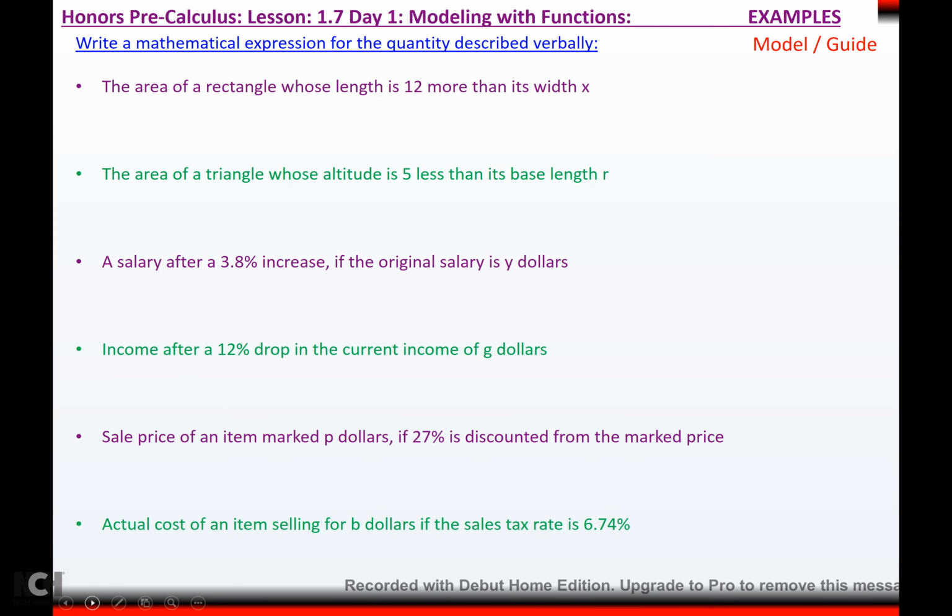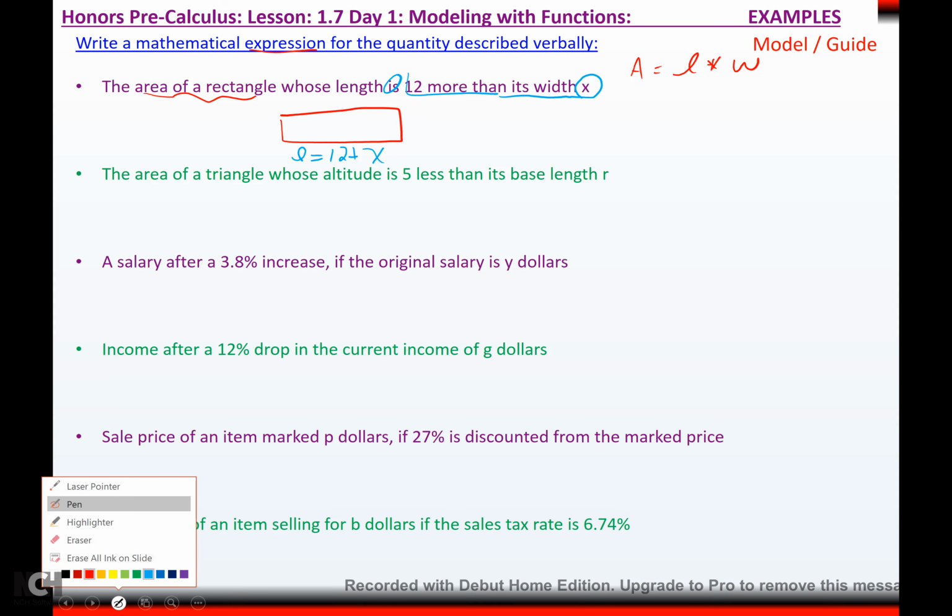Some more. It says the area of a rectangle whose length is 12 more than its width. Okay, so we have to write a mathematical expression where we know how to write area of a rectangle. Area of a rectangle is length times width. But in my particular rectangle, they're telling me that my length is 12 more than, that's 12 plus, its width, but they're telling me to call the width what? X, correct? And for my width, they told me to call W equals X.